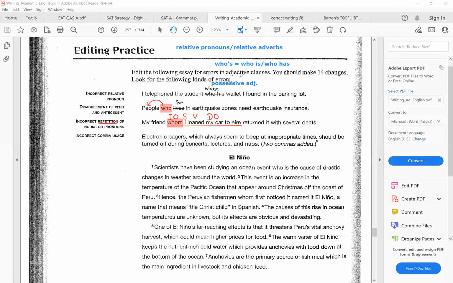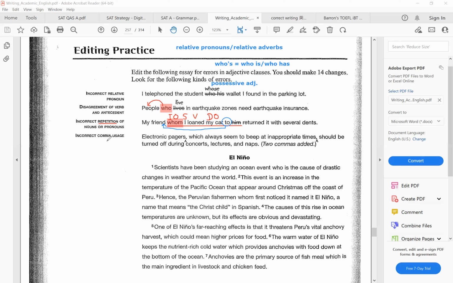And keep in mind that this is the less formal way of forming your adjective clause because our relative pronoun is functioning as object of the preposition. So in academic writing, you should actually move your preposition to the beginning as well. My friend to whom I loaned my car returned it with several dents.